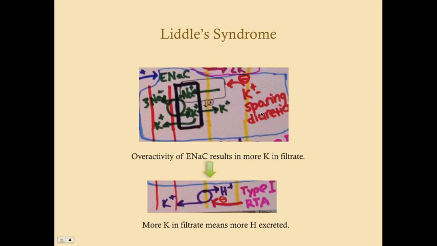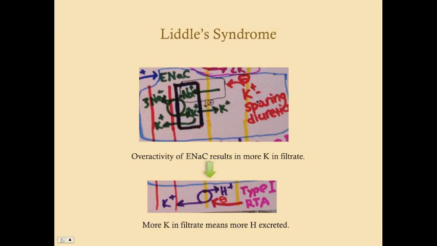And remember, I've said this twice before, but it should be drilled home that if you have more potassium in the filtrate, you're going to increase your hydrogen ion secretion because that's your body's way of trying to correct the hypokalemia. So this is the mechanism behind Little syndrome, and it's a congenital syndrome, and because we have a hyperactive ENaC, it makes sense to use potassium-sparing diuretics because potassium-sparing diuretics inhibit ENaC. So this is a nice way to make sense of all this.